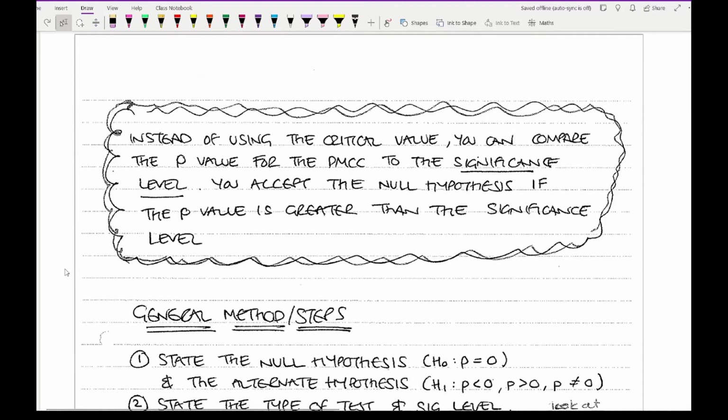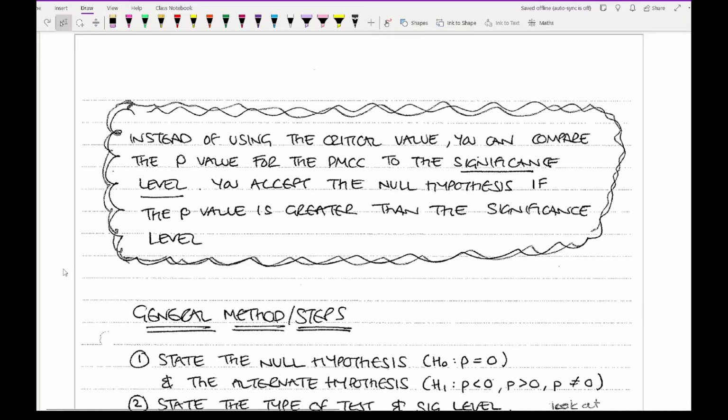Now instead of using the critical value, you can also compare the p-value for the PMCC, which is our R value, to the significance level. And again, the significance level is like your margin of error, so a very similar concept to what we've done in hypothesis testing with binomial. Now you can accept the null hypothesis if the p-value is greater than the significance level.